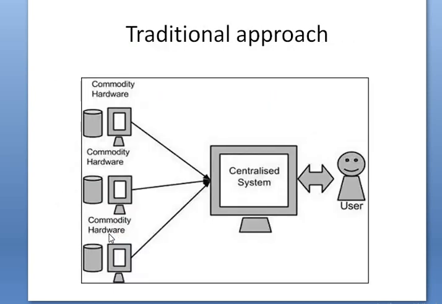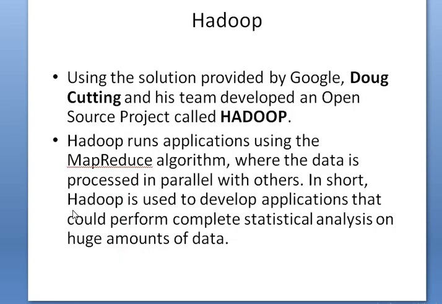See, centralized system, user, with commodity hardware. So the diagram explains the commodity hardware connected with the centralized system with its user. Using the solution provided by Google for this traditional approach, Doug Cutting and his team developed an open source project called Hadoop. Hadoop runs the application using the MapReduce algorithm, where the data is processed in parallel with others. In short, Hadoop is used to develop applications that could perform complete statistical analysis on huge amounts of data.